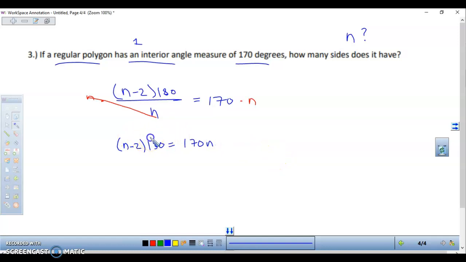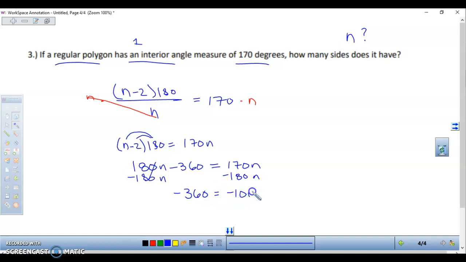Then I will distribute. So that will be 180n minus 360 is equal to 170n. Then I will subtract 180n from both sides. And I get negative 360 is equal to negative 10n. Alright, so now divide both sides by negative 10, and I get n is equal to 36.